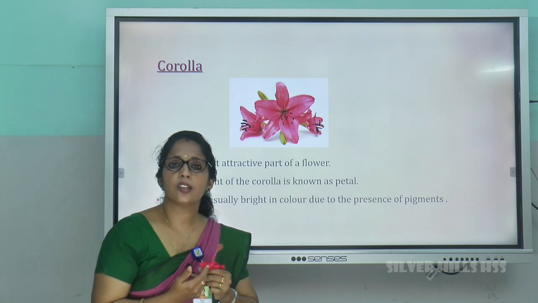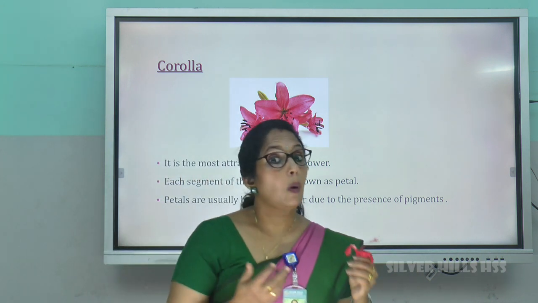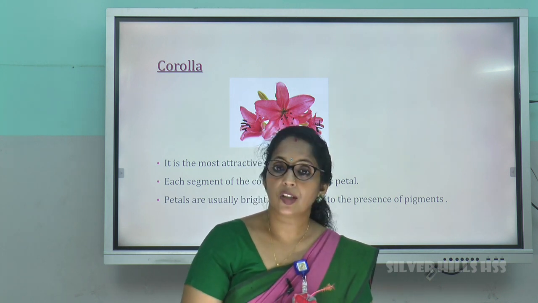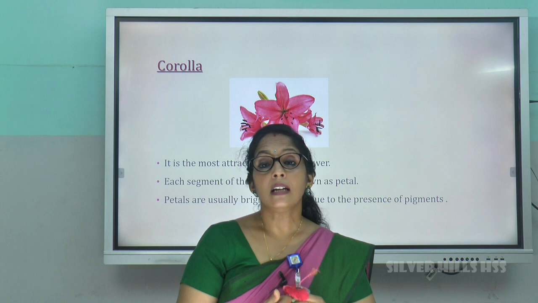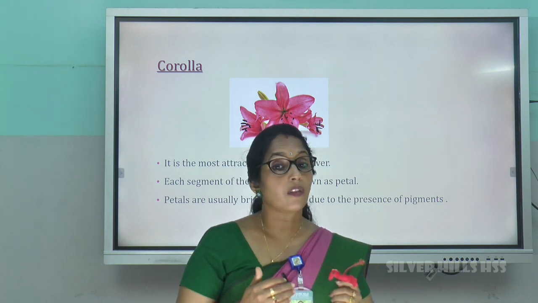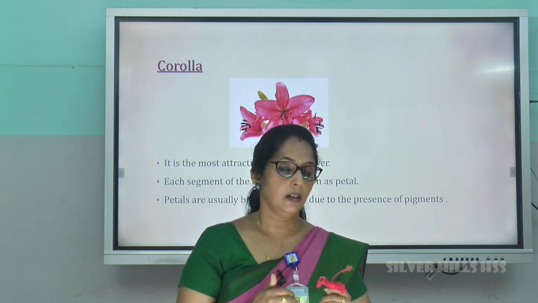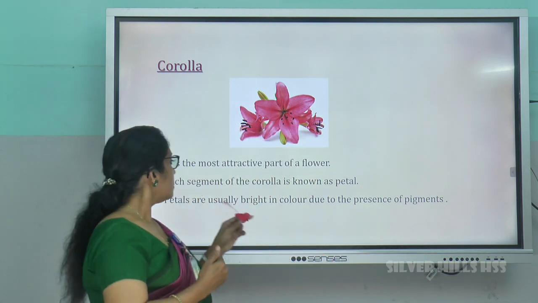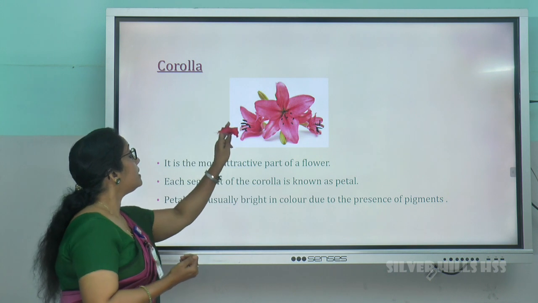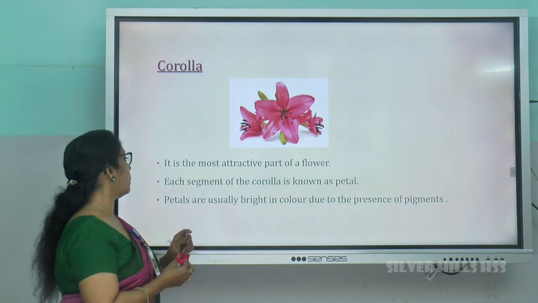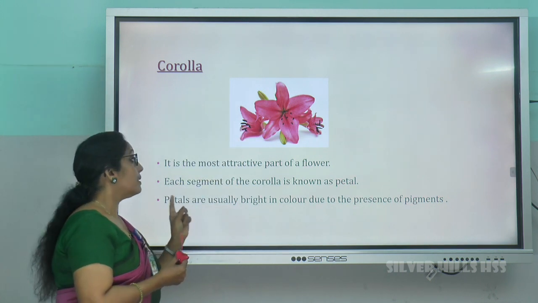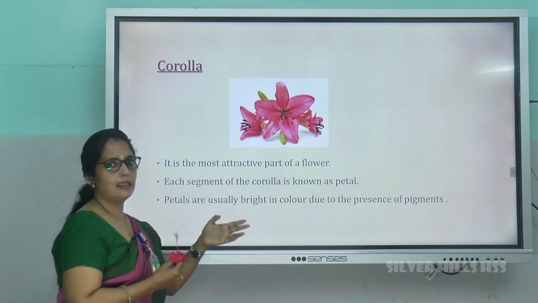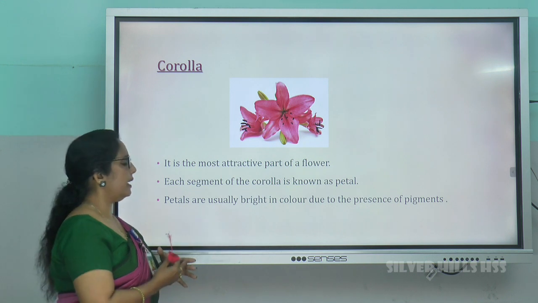What is pollination? You have studied pollination in lower class, that is in 5th standard. Pollination means transferring pollen grains from the anther to the stigma. We will be studying in this session itself later. So petals are the segments present in corolla, and petals are bright in color due to the presence of pigments such as xanthophyll, anthocyanin, etc.